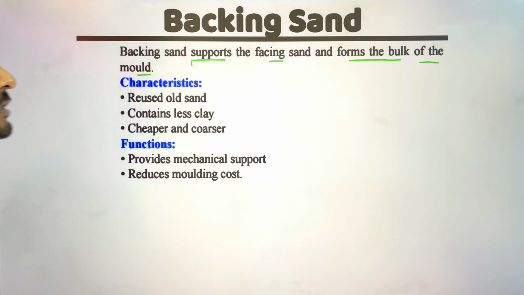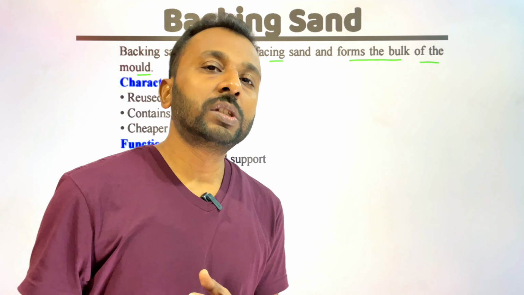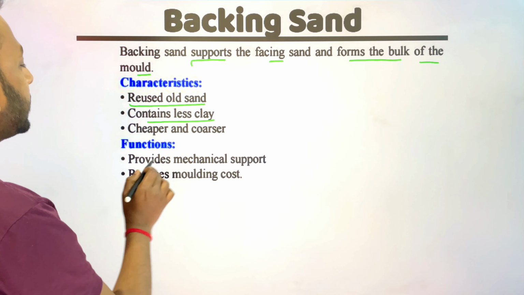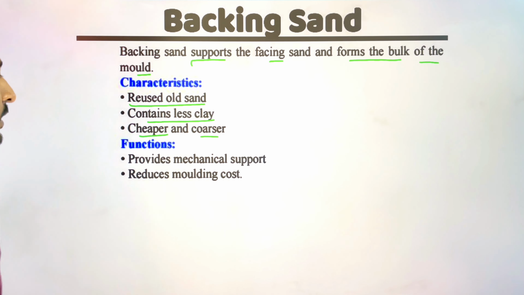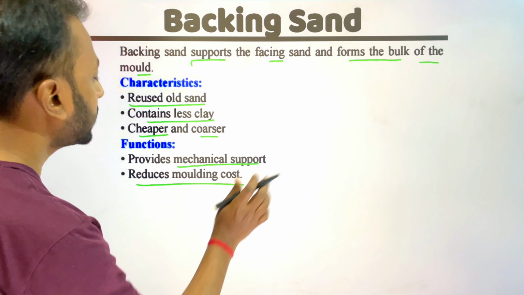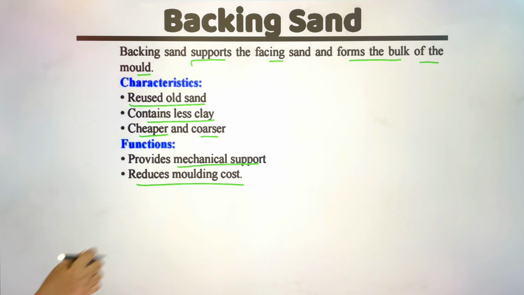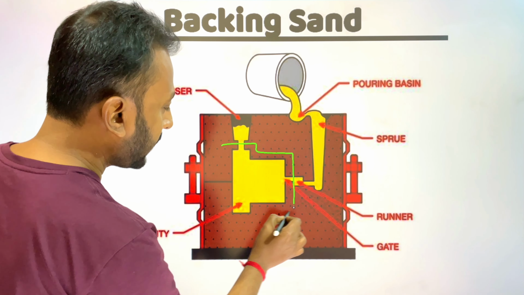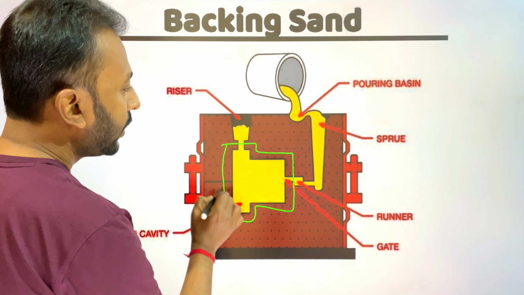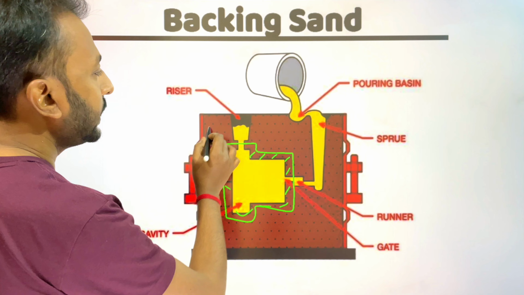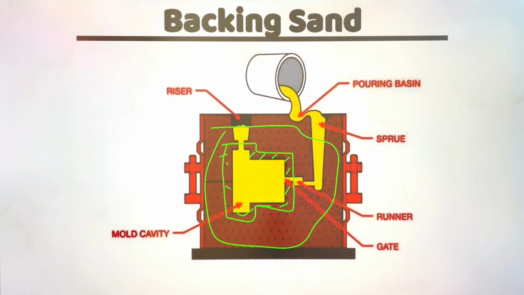So backing sand is once used sand. So reused old sand contains less clay, cheaper and coarser. What are the functions? Provides mechanical support, reduces molding cost. So it saves some money. So here we are filling the contact area of the pattern with the fresh molding sand, and the rest are the backing sand. This is very simple.